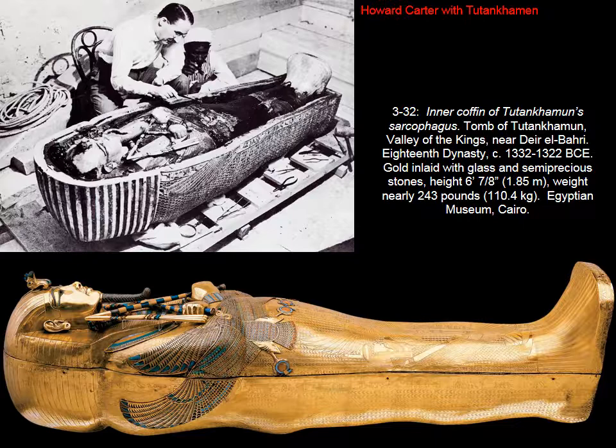increasingly got more elaborate as you moved inwards, so that the innermost coffin, which you're looking at here, was actually made out of solid gold, weighing 243 pounds of gold, so an enormous expense, and covered with precious and semi-precious gems.